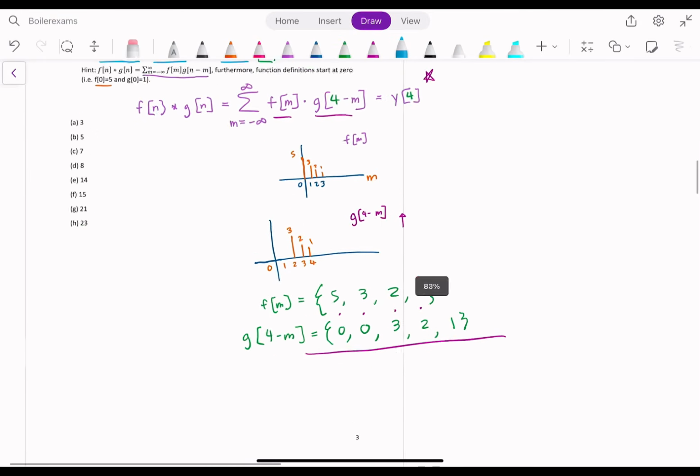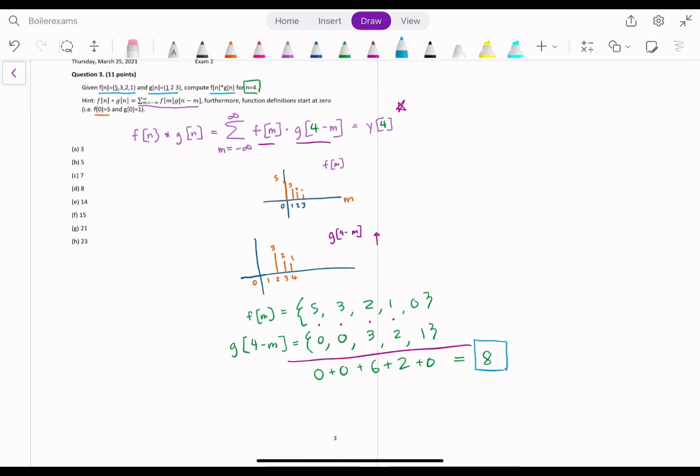The discrete convolution of f of n and g of n when n is equal to 4 is 8. And that is our answer.